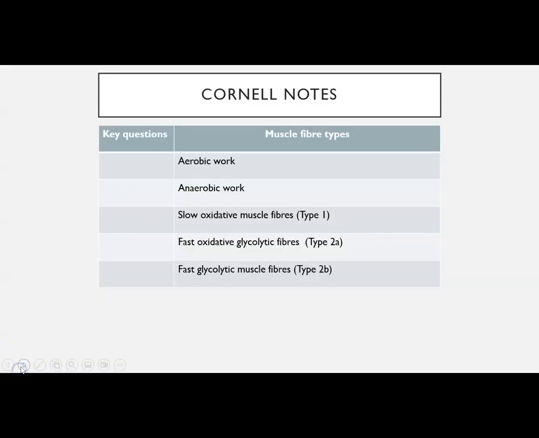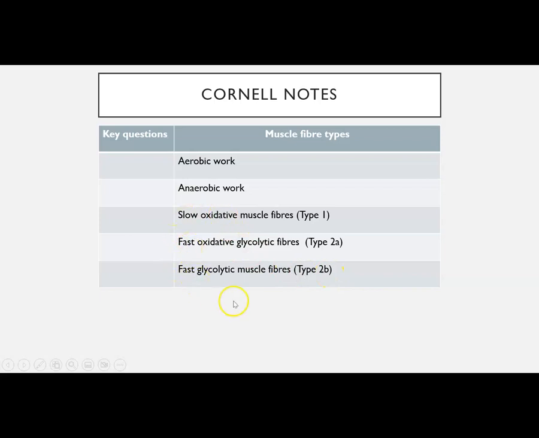So the first thing our corner notes are going to be on is aerobic work, anaerobic work, and our three muscle fibre types: slow oxidative, fast oxidative glycolytic, and fast glycolytic muscle fibres. You can refer to them as type 1, type 2A, and type 2B. You do not have to refer to them as these names.